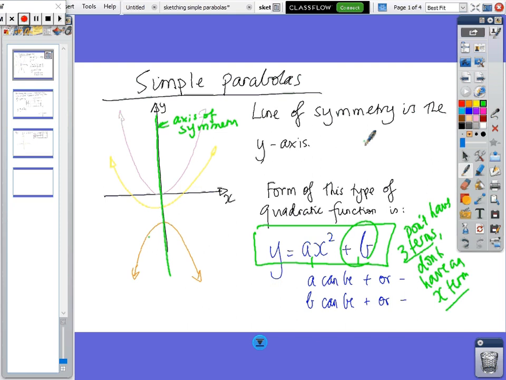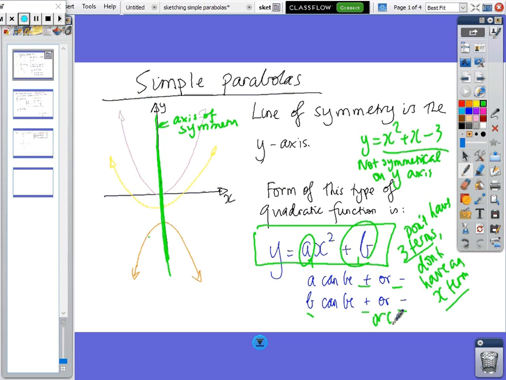But the number could be 0. I'm just saying you can't have 3 terms and you can't have an x term. So if you have, for instance, y equals x squared plus x minus 3, there are 3 terms, so it won't be symmetrical on the y-axis. So it has to be in the form of some number of x squareds, and that first value can be plus or minus, and a value at the back, which could be plus or minus, or even 0, so it doesn't matter. But it has to only have 2 terms, and there's no x term in the middle. So copy that and come across.